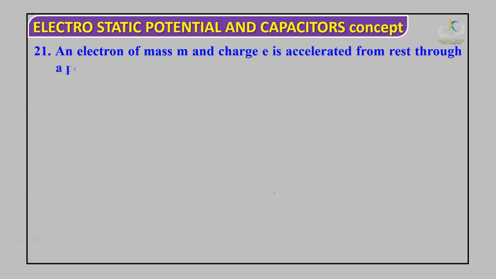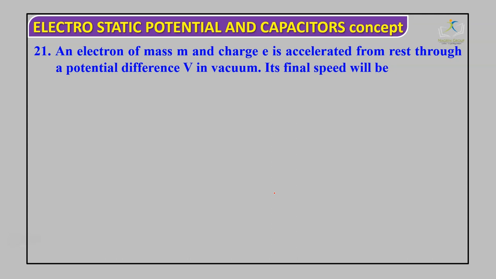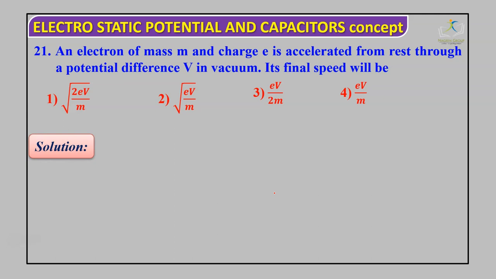Next question we have: an electron of mass m and charge e is accelerated from rest through a potential difference V in vacuum. Its final speed will be, these options are here. Let us see the solution of this question. We know that kinetic energy is always equal to the potential energy because of the conservation principle. So if we find the value of v, we will get the square root of 2eV divided by mass. According to this, the first option is the correct option.